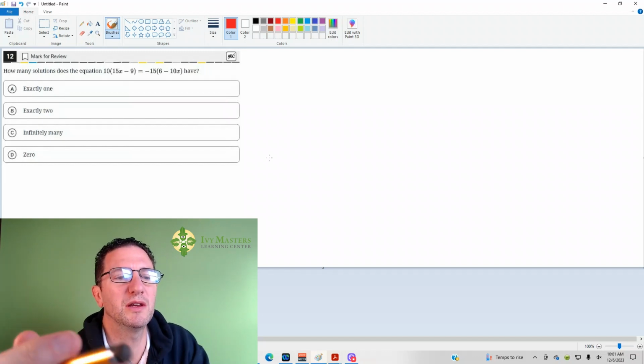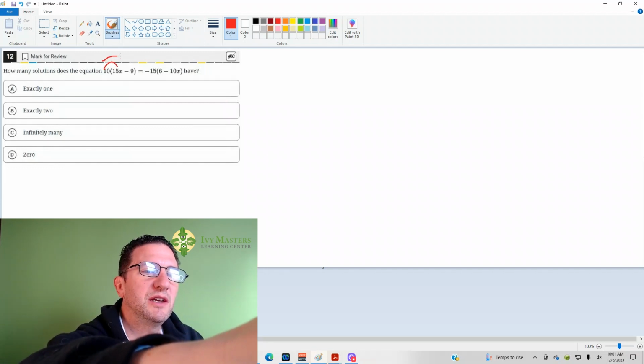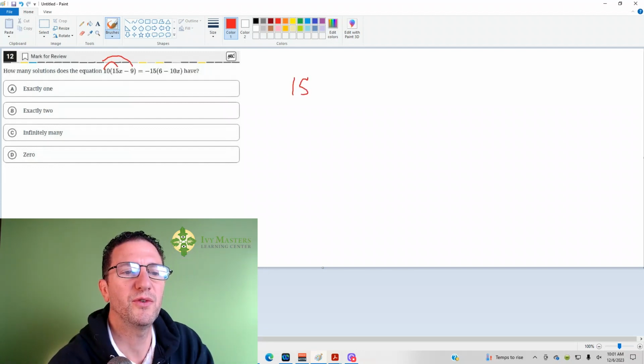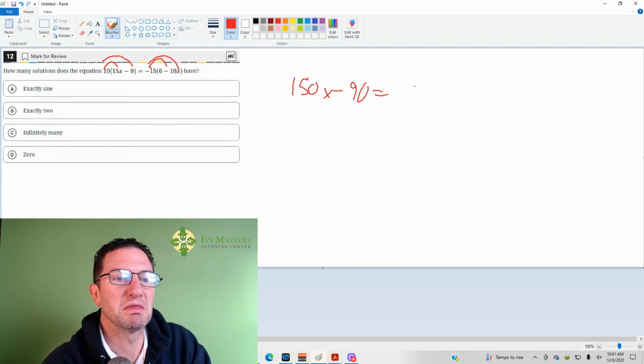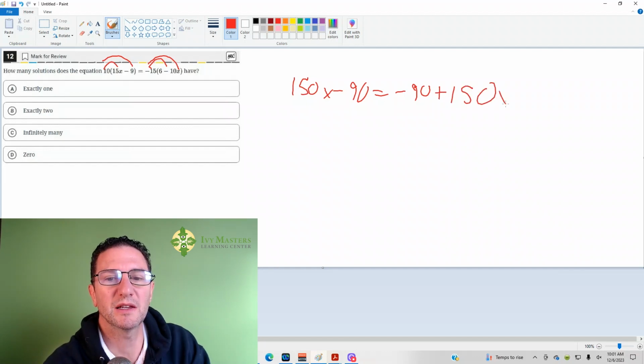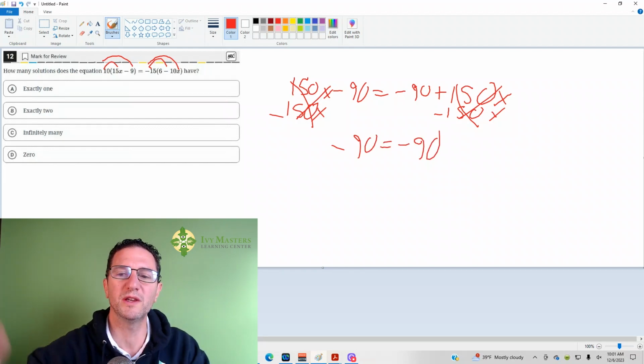Now, how could you do this by looking at it? Well, if you were to distribute this here and here, what you get is 150x minus 90 equals, and then if I distribute here and here, you get negative 90 plus 150x. If you notice, you've got the same thing on both sides, it's just in a different order. If you subtracted 150x from both sides to solve, this would cancel, this would cancel. You'd have negative 90 equals negative 90, which is always true.